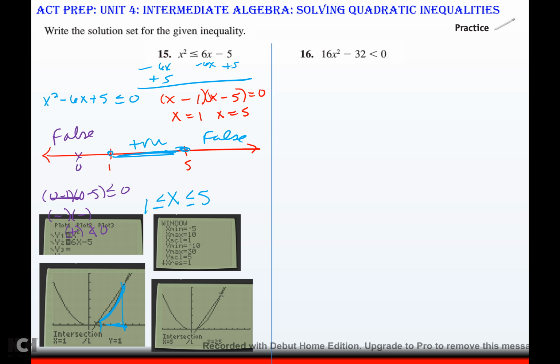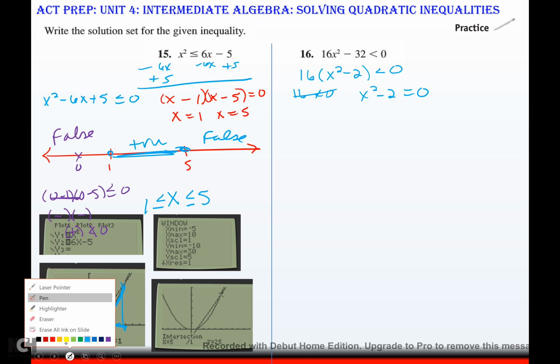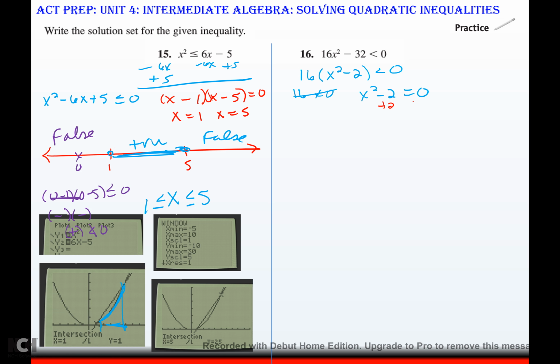Okay. Number 16, all I can do, it looks like, is GCF. I can take a 16 out, which leaves x squared minus 2 less than 0. Set them to 0. 16 can never equal 0. That's just a multiplier. X squared minus 2 equals 0. To solve it, I would add 2, x squared equals 2, square root, x equals plus or minus the square root of 2.